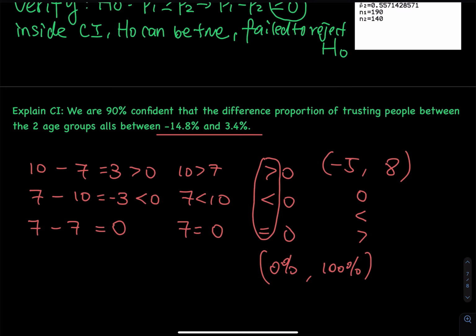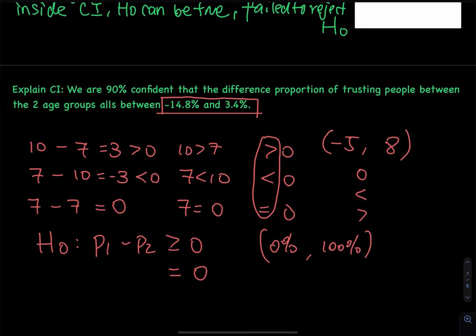And one more thing about the negative and positive: it doesn't matter how you state the H naught, P1 greater than or equal to P2, or P1 minus P2 greater than or equal to 0, equal to 0, or less than or equal to 0. I don't care which sign you use. It's always inside. So when you have a negative and positive in a confidence interval, you know that this is guaranteed a fail to reject. All right, so that is the end of the confidence interval part and also the end of this problem.